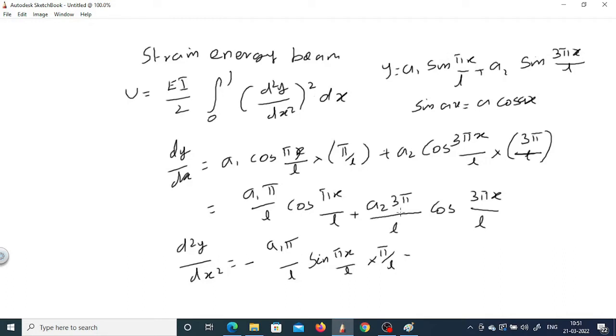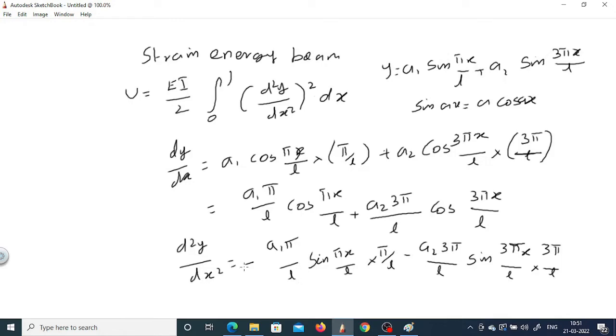After that, the second term a2 3 pi by l is available. If I differentiate cos with respect to x, I get minus sin x, so I convert this plus symbol into a minus symbol: minus a2 3 pi by l into sin 3 pi x by l into 3 pi by l. Likewise we can perform the differentiation.